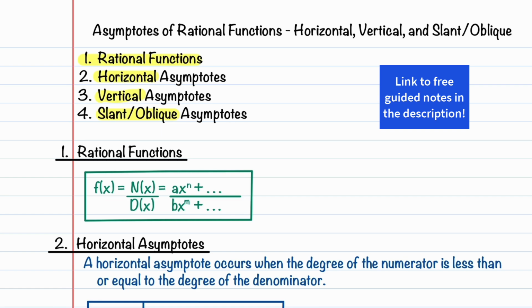Let's get started. Rational functions are ones that can be written as one polynomial divided by another polynomial. N of x is the numerator polynomial, and d of x is the denominator polynomial. n is the degree of the numerator polynomial, and a is its leading coefficient, and then m is the degree of the denominator polynomial, and b is its leading coefficient.